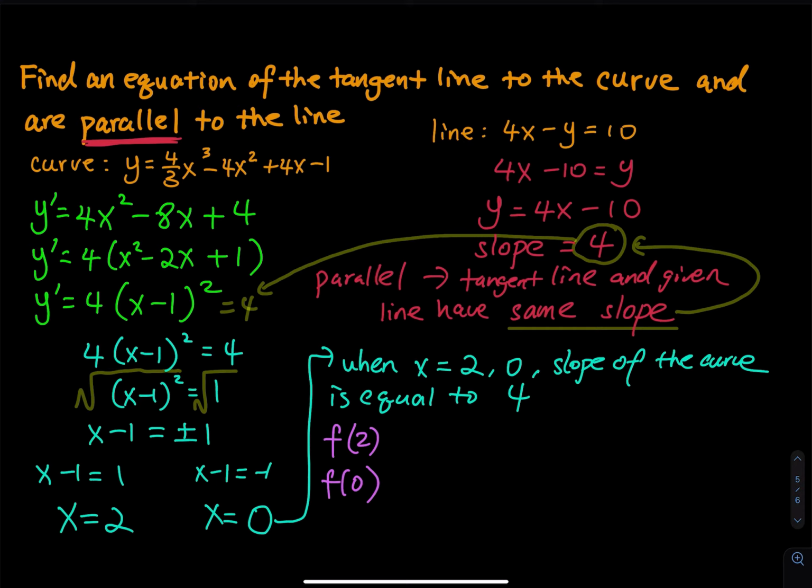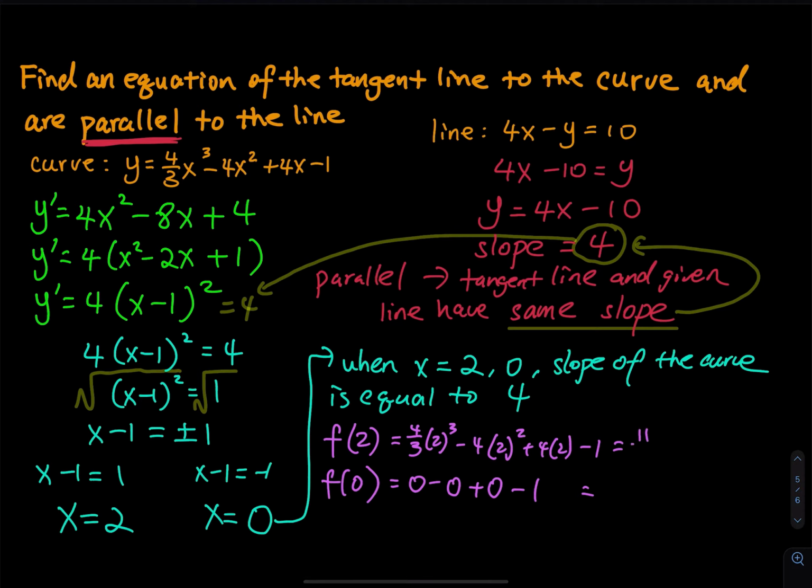So when x equals 0, this is easy, right? We have 0 minus 0 plus 0 minus 1. Then for 2, that is 4 over 3 times 2 to the third, minus 4 times 2 squared, plus 4 times 2 minus 1. You might ask me, hey, this time how come you plug a value into the curve, not the first derivative? Because we are looking for location. I have x equals 2. I don't know what the corresponding y is. I need to find out, so I am asking the curve to find a position. Okay, so that gives me 11 over 3.